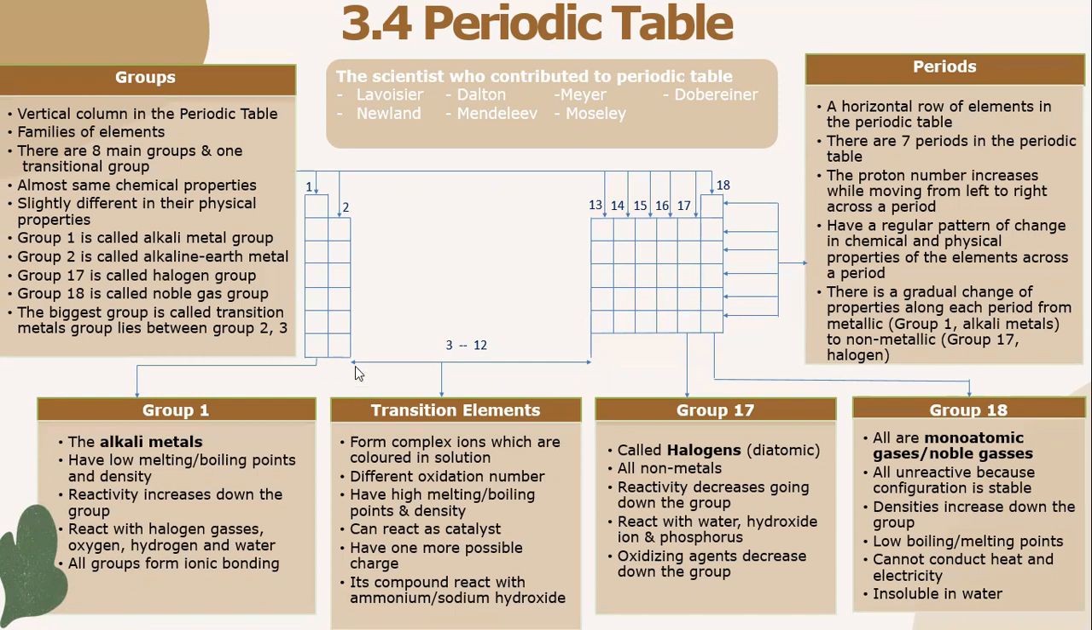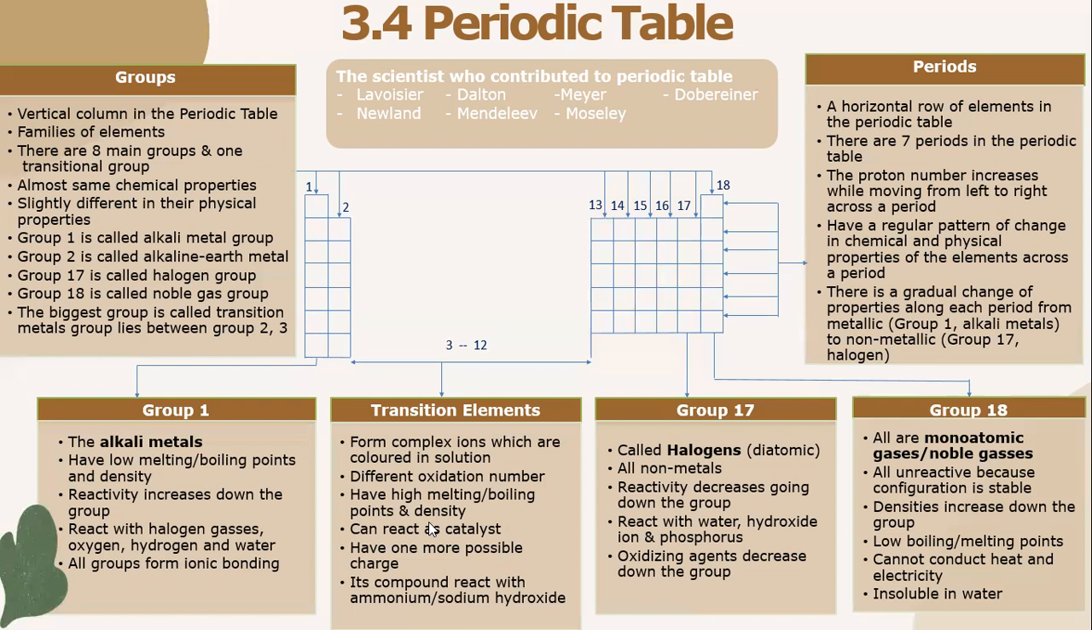And columns 3 until 12 are called transition elements. They form complex ions which are colored in solution, have different oxidation numbers, have high melting and boiling points and density, can react as catalysts, have one or more possible charges, and their compounds react with ammonia or sodium hydroxide.